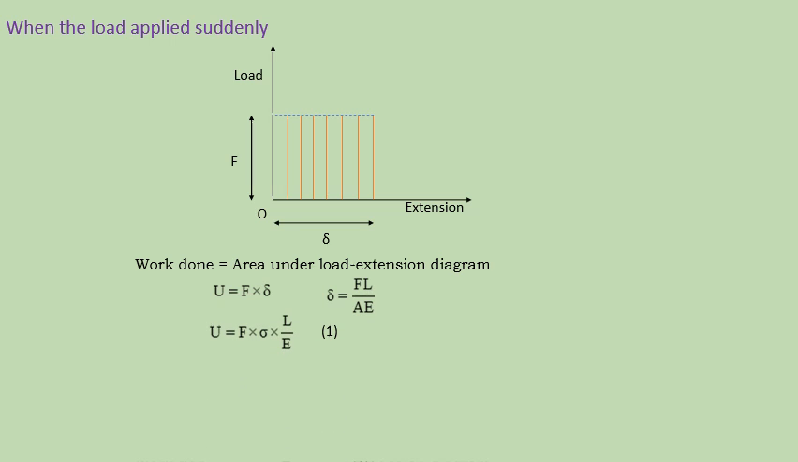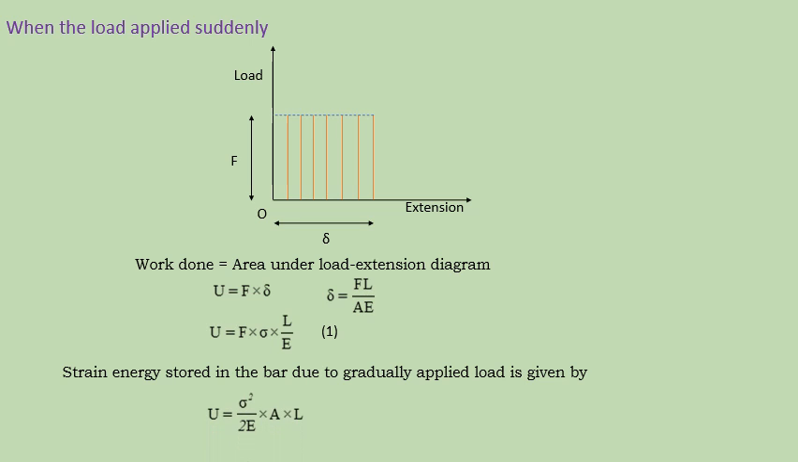So therefore in place of delta I will substitute FL by AE. F by A is nothing but stress, so directly I will substitute sigma in place of F by A, and I will write L by E as it is. Let me call this one as equation number 1. Next, strain energy due to gradually applied load. In the previous case, that is gradually applied load, we got strain energy U is equal to sigma square divided by 2E into area into length. So in place of volume, I'm writing it as area into length. Call this one as equation number 2.